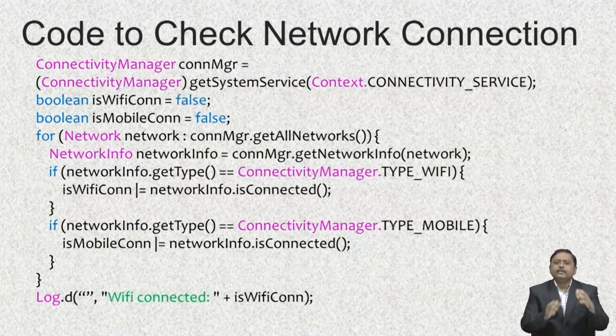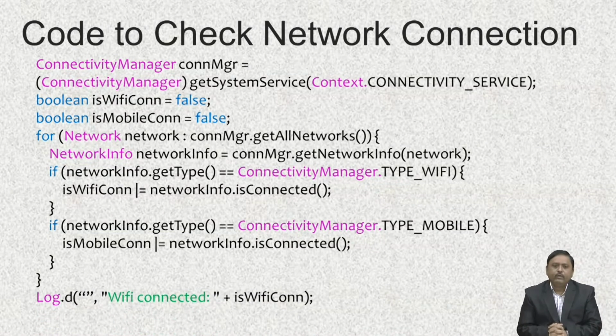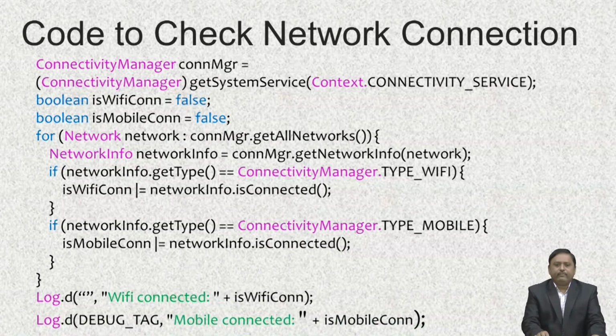And inside the logcat window we will display whether Wi-Fi is connected, so it is true or false. And remember, the first argument is missing here, which should be some tag to filter inside the logcat window. So this is basically the code to check network connection.